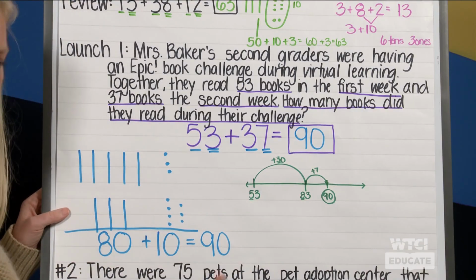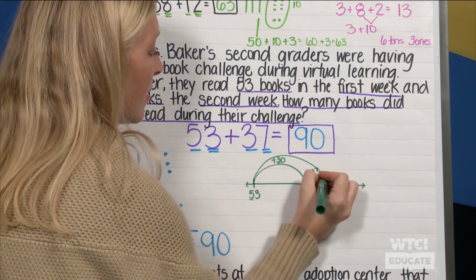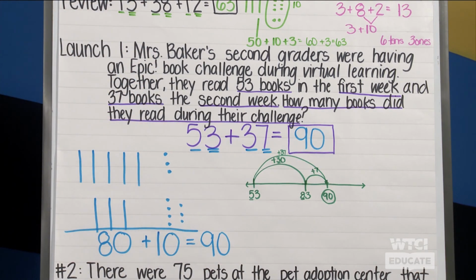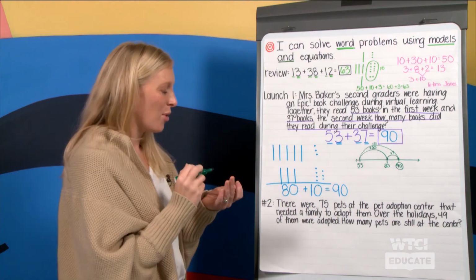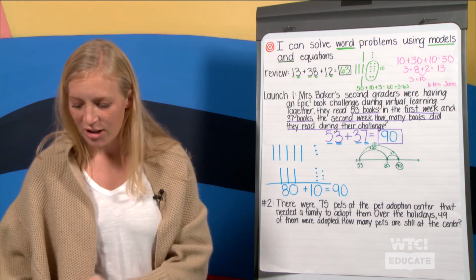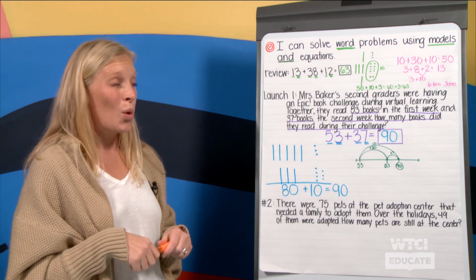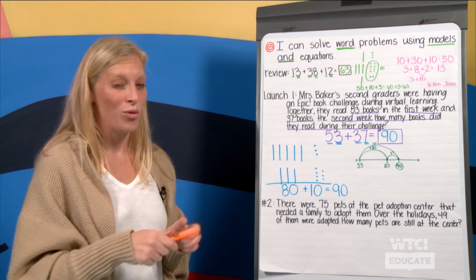Where's my 37? 3 10s and 7 1s. And there's my 37. And where is my sum of those two numbers? 90. You are correct. Let's take our time to show one more, and then I'm going to read my next problem. We're going to write the equation together, and then you're going to get to solve it on your own.